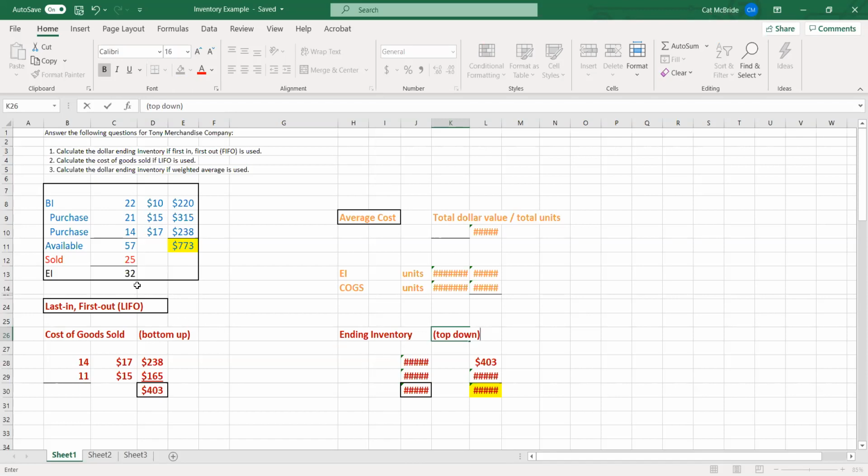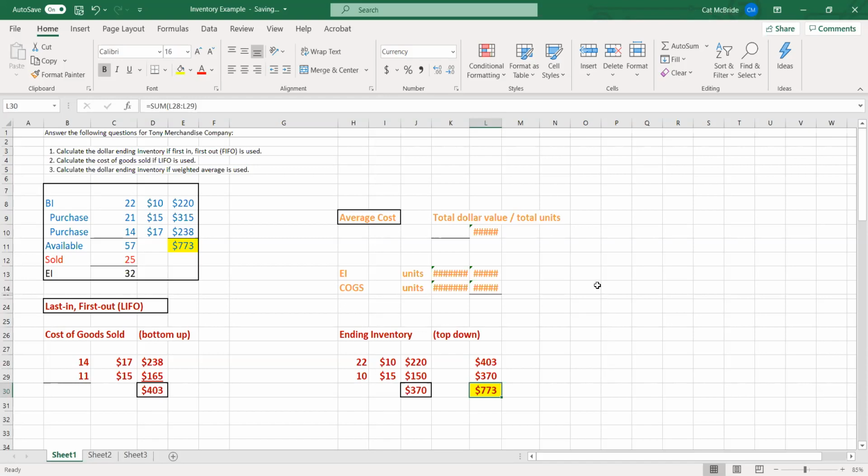All right, so I have 32 units in ending inventory. I'm going to start at the top. I'm going to take 22 units at $10. I need 32 units and I've accounted for 22, so I need 10 more. So I'm going to take 10 of these 21 at $15. So my ending inventory is $370. When I add together my cost of goods sold and my ending inventory, I get my goods available for sale. So I know I did that correctly.